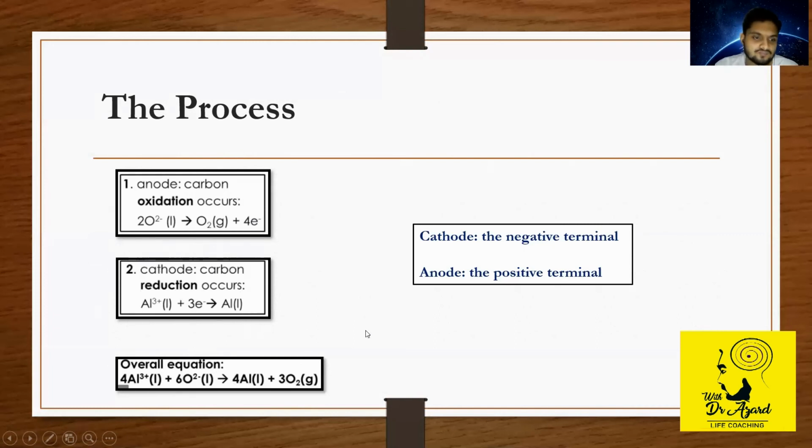All right, so this is the thing that you need to know with regard to the extraction process of aluminium. Not very difficult, right? You need to remember only two equations. So overall, you have to remember three equations. Not a very difficult task, right?